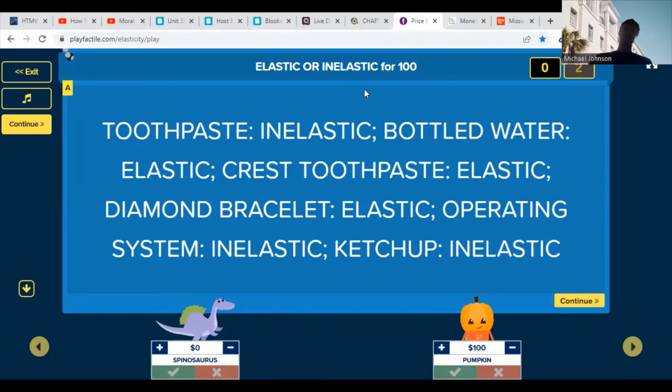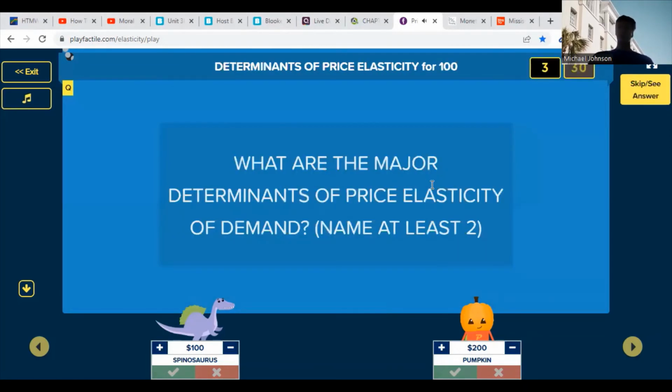So yeah, I'll give it to you. I should have. I'll give it to you, and then I'll give both teams some points for that. Great job. Yeah, I should have specified that some were elastic, some were inelastic.